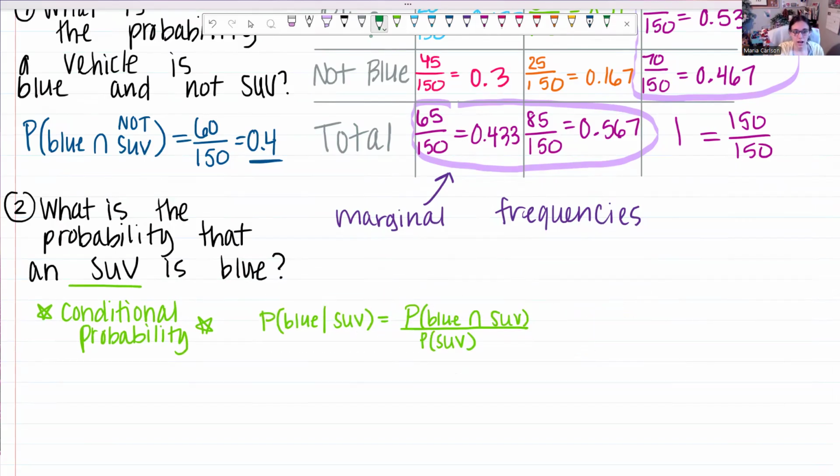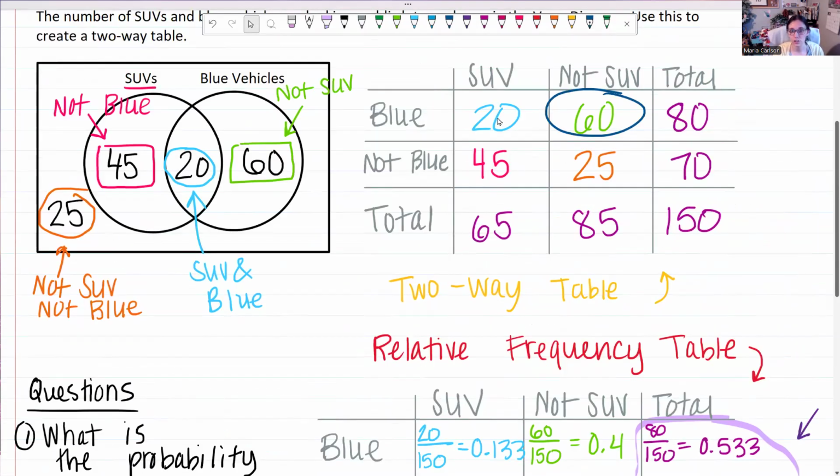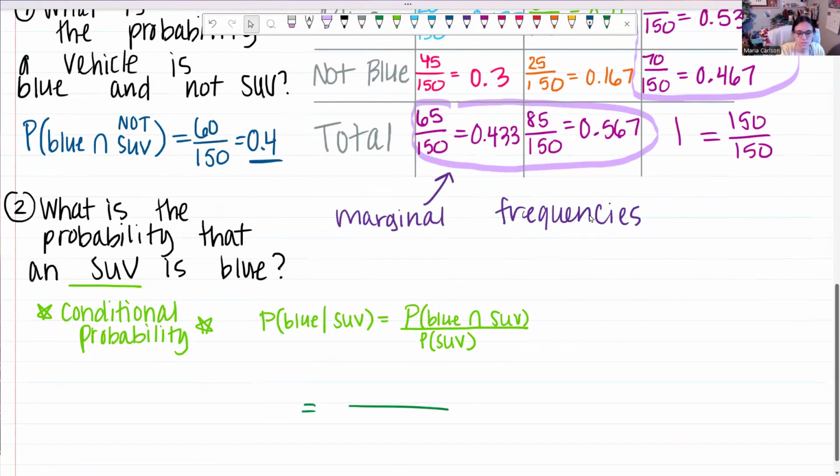But really, I'm just gonna calculate how many blue SUVs we have. Let's see, we have 20 blue SUVs out of our total number of SUVs, which is 65. So 20 blue SUVs over 65 total SUVs. And if we divide that, we get approximately 0.31 if you round to the nearest hundredth. And that is the probability that an SUV specifically is blue.